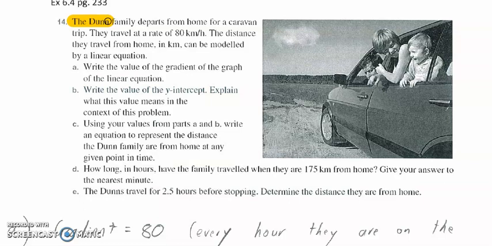Anyway, so question 14. Guys, it's a long question, but it is a good question, probably because it's such a long question, because it is complicated and it does require us to think quite a bit. Anyway, so the Dunn family departs from home for a caravan trip. They travel at a rate of 80 kilometres per hour. The distance they travel from home in kilometres can be modelled by a linear equation. Write the value of the gradient of the graph of this linear equation.